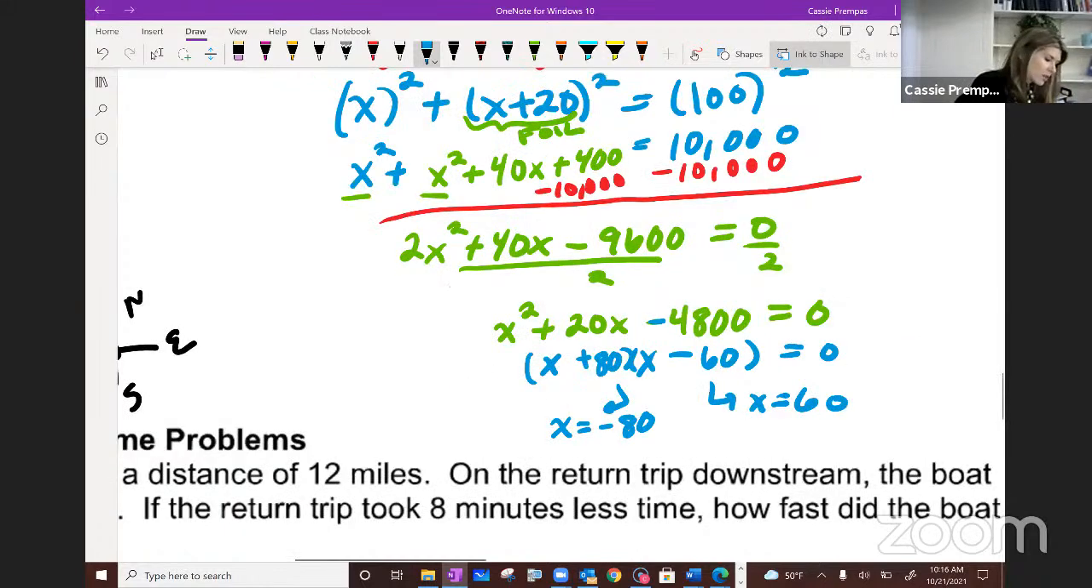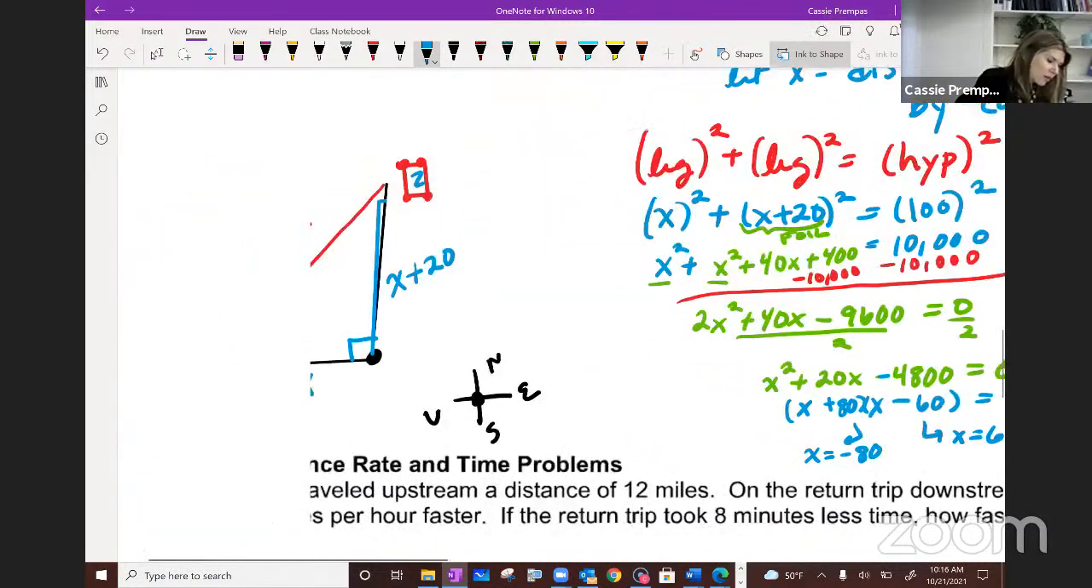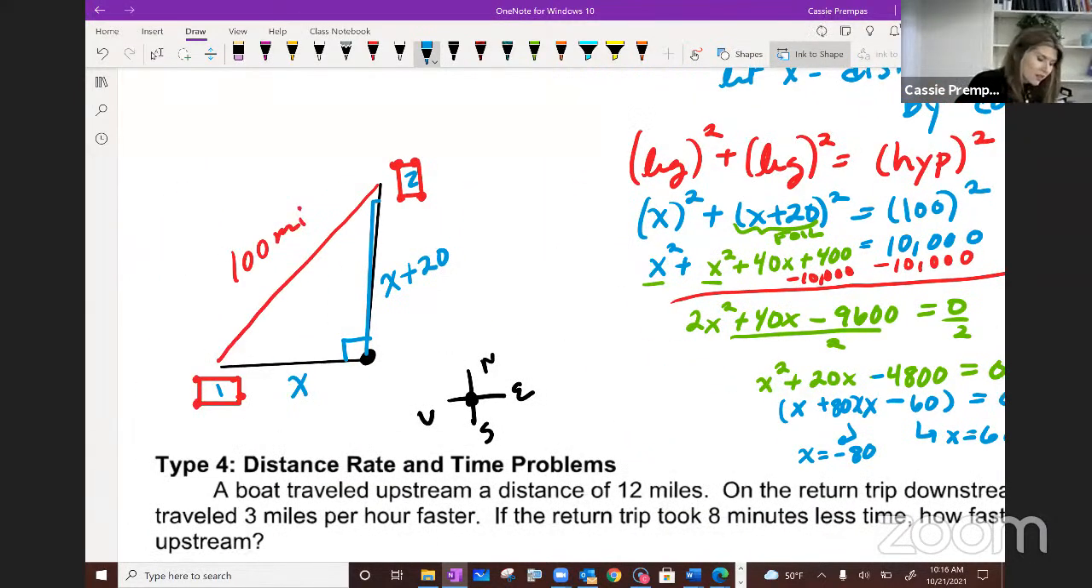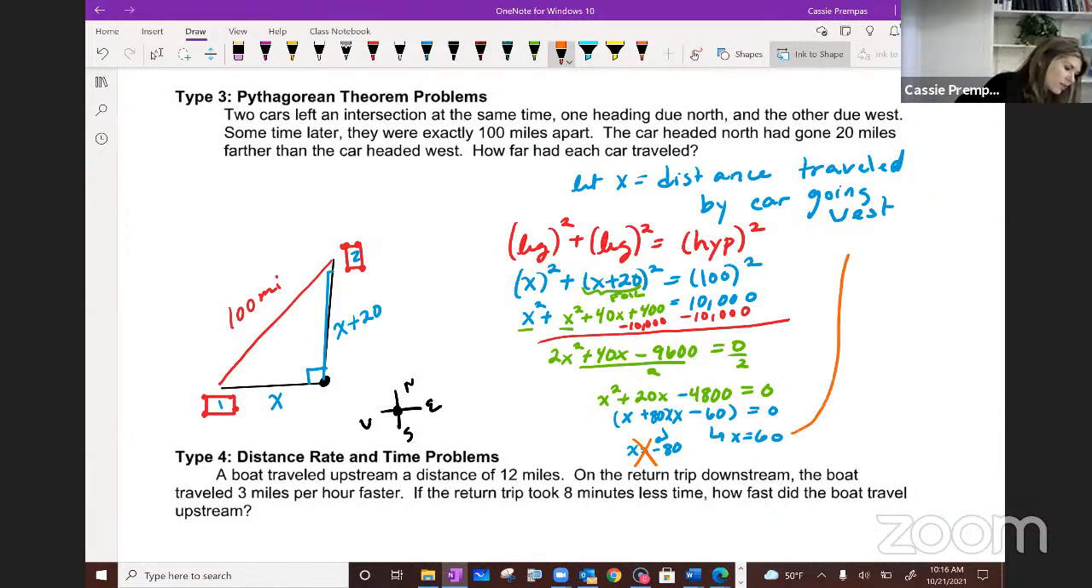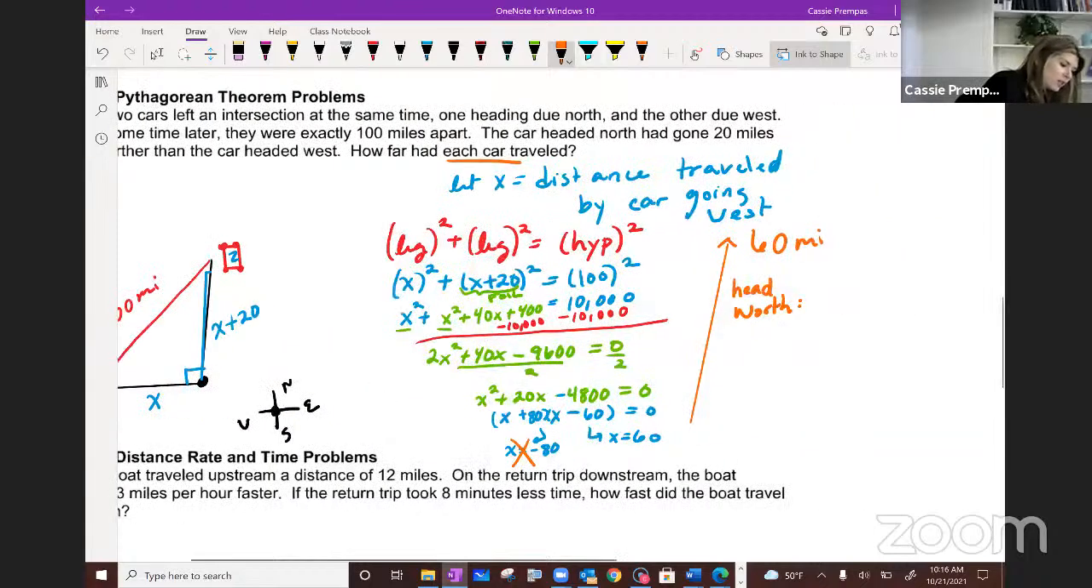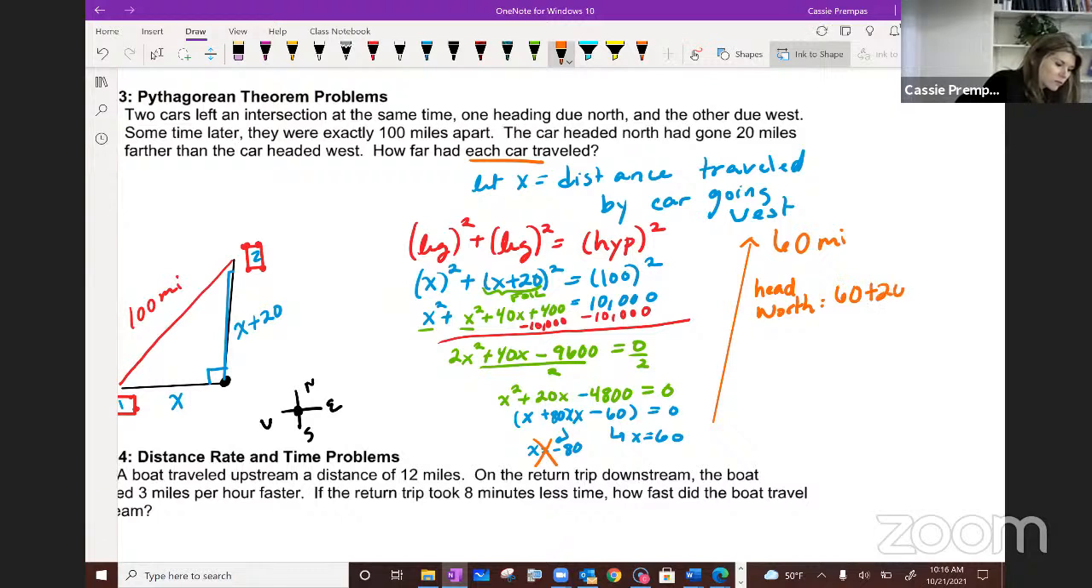Let's think about what x represents. X represents the distance gone by the car heading due west. So could it be negative? No, which means the distance that the car has traveled west would be 60 miles. And it says how far had each car traveled. So the one heading north is going to be 60 plus 20, which is 80. And those are my answers.